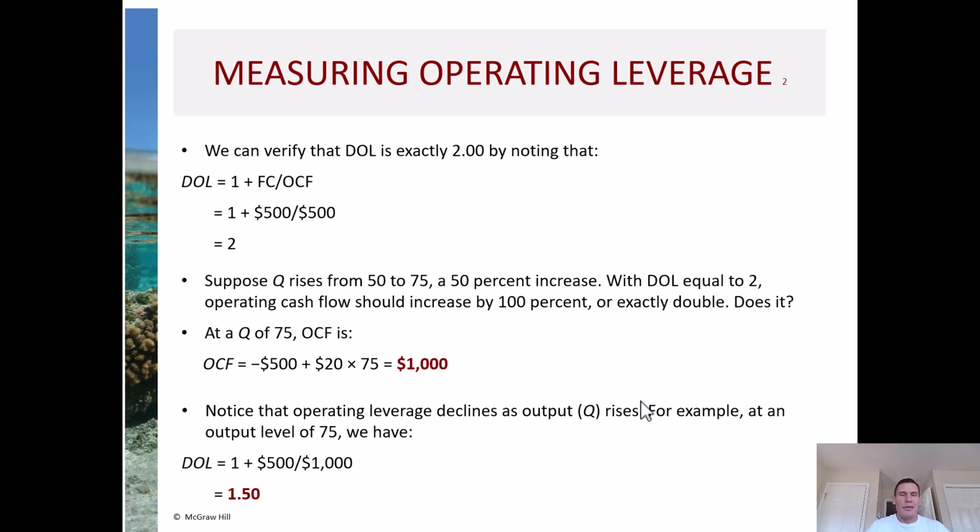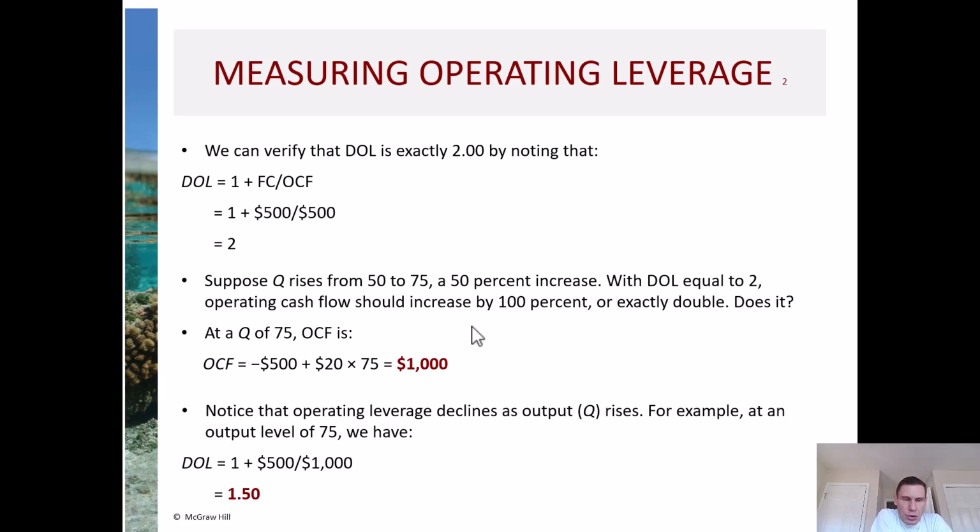So we can verify that the degree of operating leverage, DOL, is exactly 2 by noting that DOL equals, like we said, 1 plus FC over OCF. So 1 plus the 500 fixed costs over the operating cash flow of 500. Of course we get what? 500 over 500 is of course 1, so just 1 plus 1. There's your 2. Well, suppose Q rises from 50 to 75, a 50% increase.